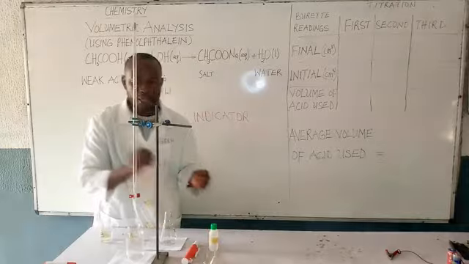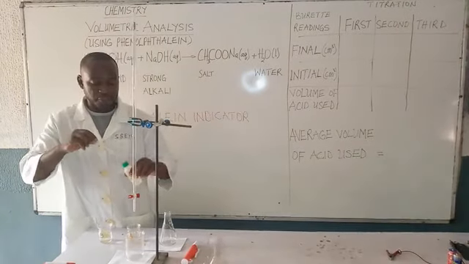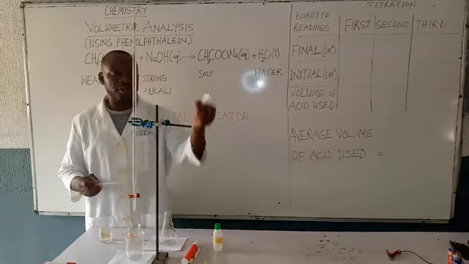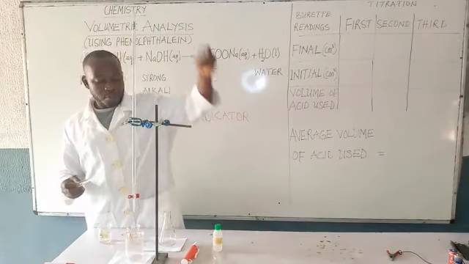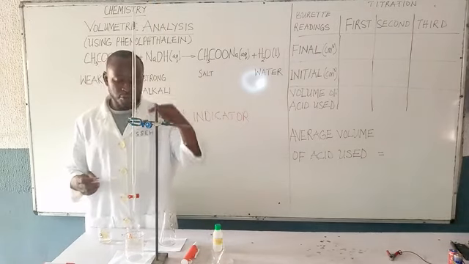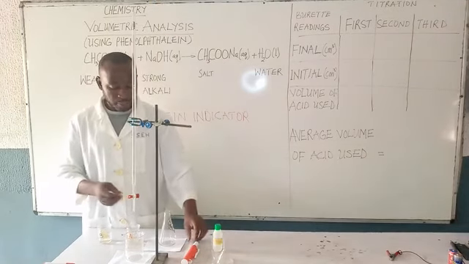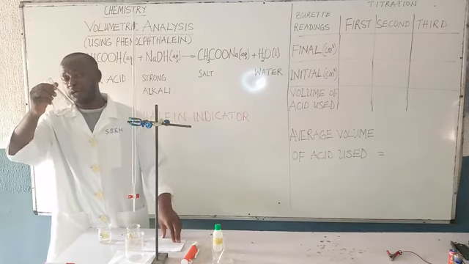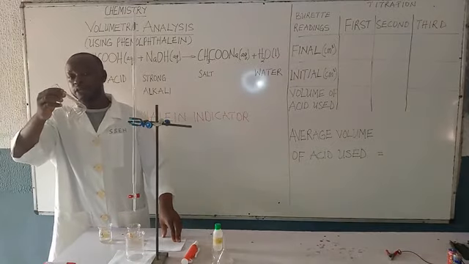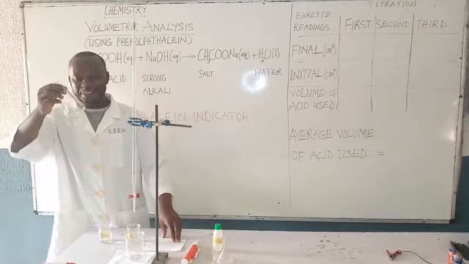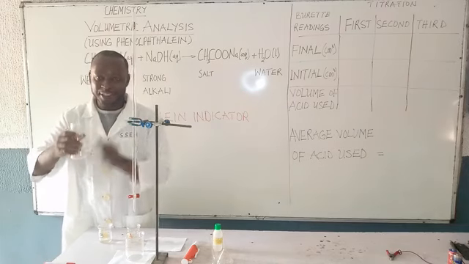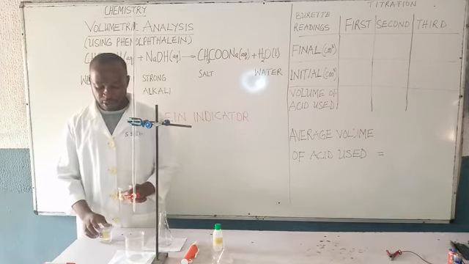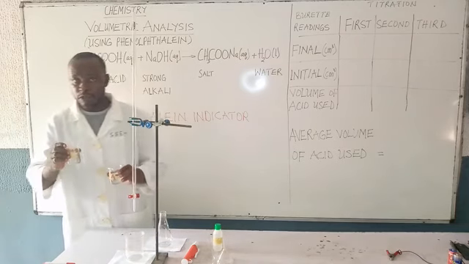And here is the dropper. We will make use of the dropper to collect the phenolphthalein indicator. This is the glass funnel. We make use of the glass funnel to pour the acid into the burette when it's time to pour that. What shape does this look like in mathematics when you were in JS1? Do you remember? Is it a cube or a cone? It looks like a cone, so we call it conical flask. Okay.